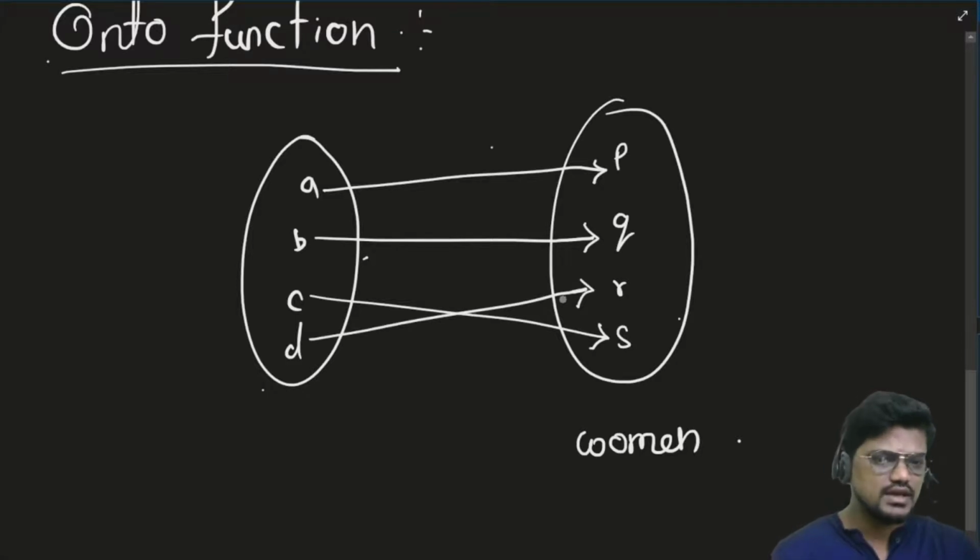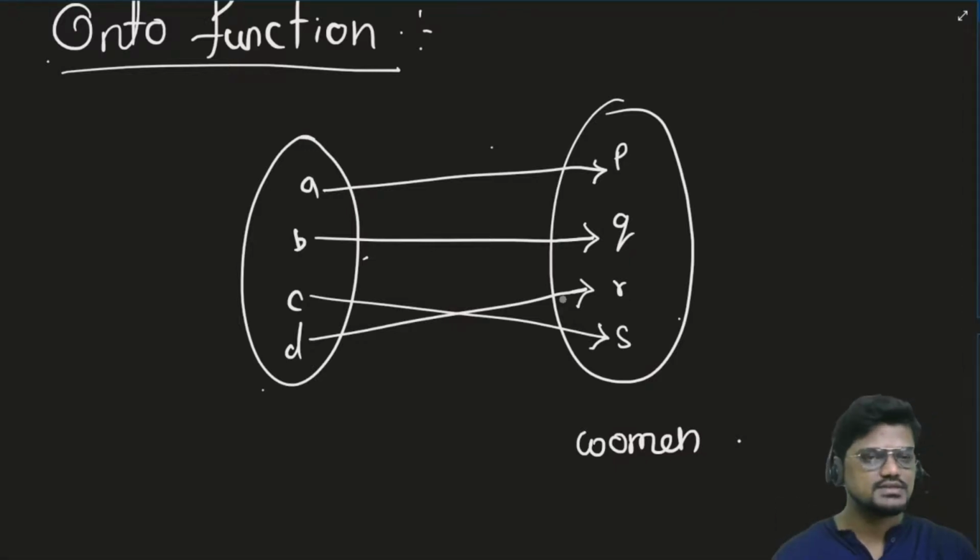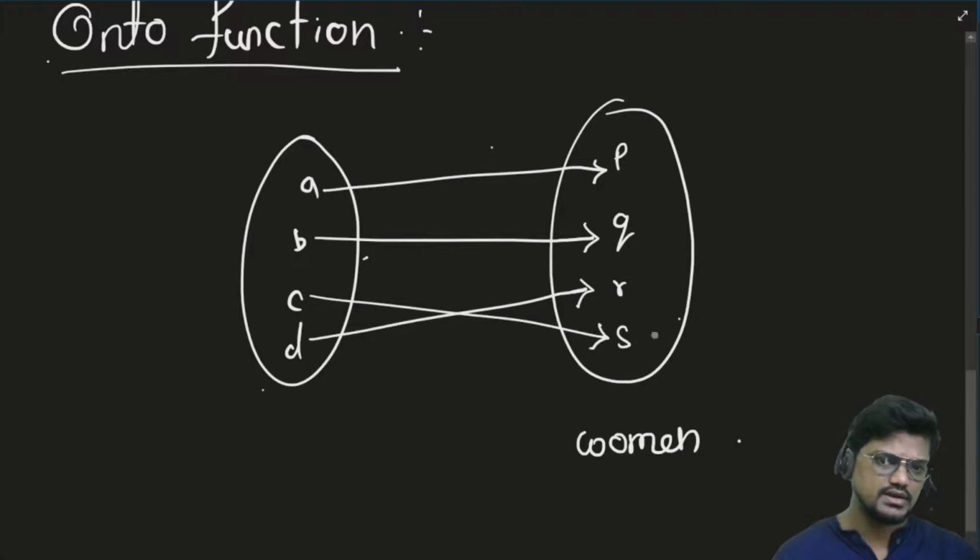Now as you can see that all the women have one or the other child, right? One child or two children, that is also fine. But every woman has some child. At that time we can say the given function is an onto function. If there is PQRS, suppose there is one more woman T over here, and T does not have any child, at that time what we will say, the given function is not onto. Is that clear, guys? Did you understand how to identify an onto function?